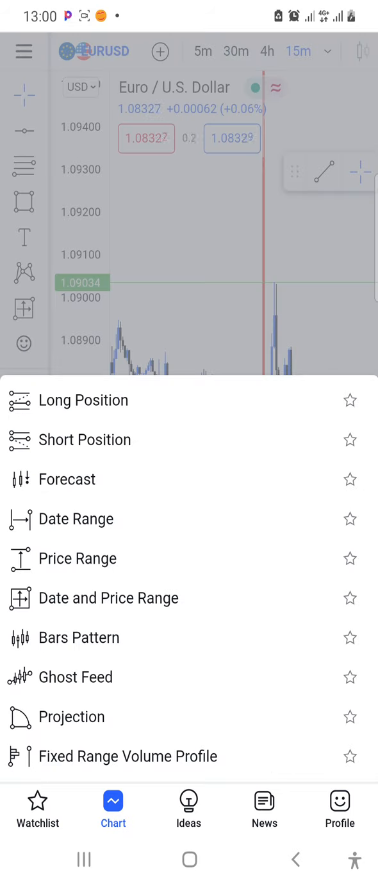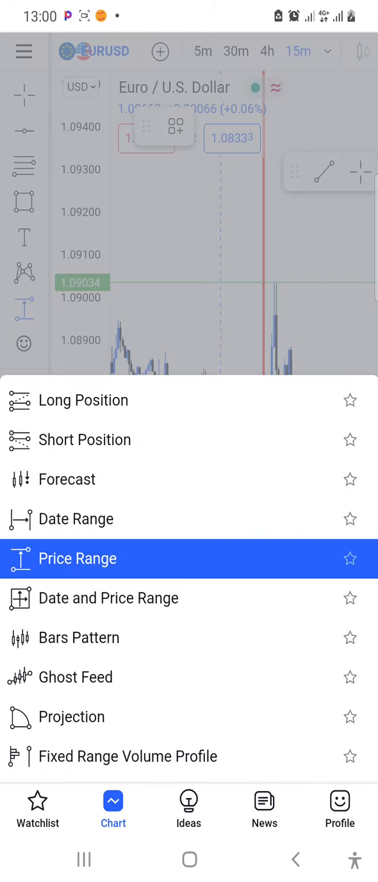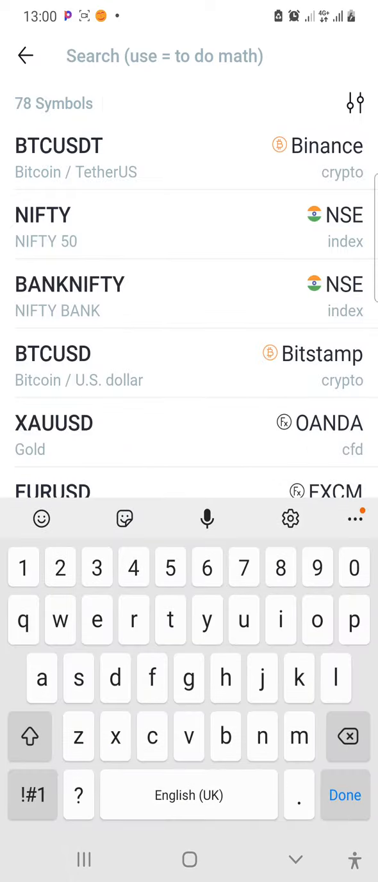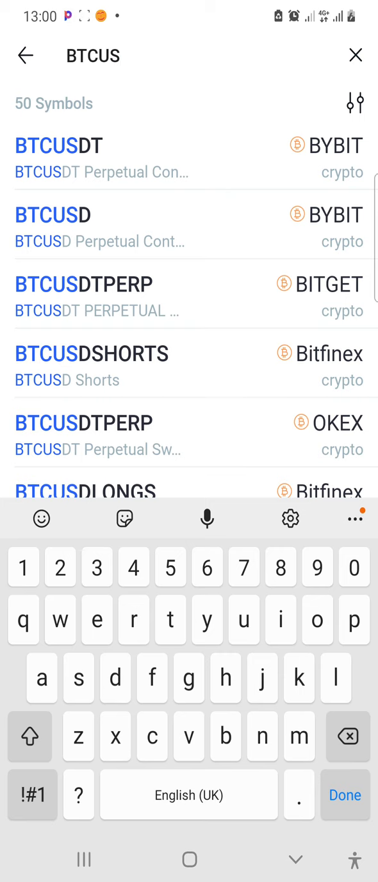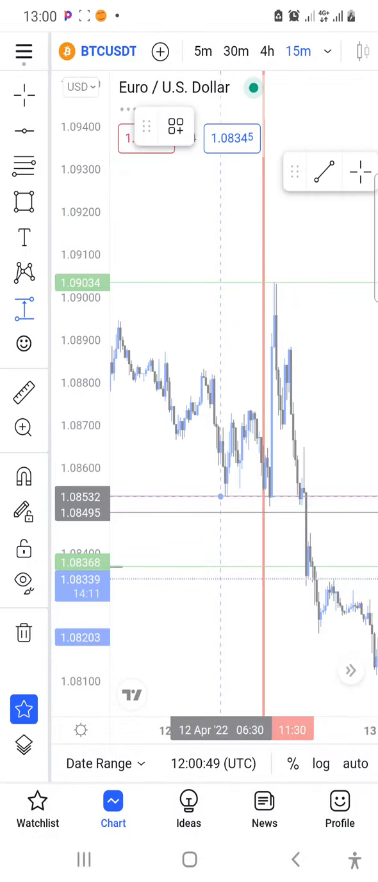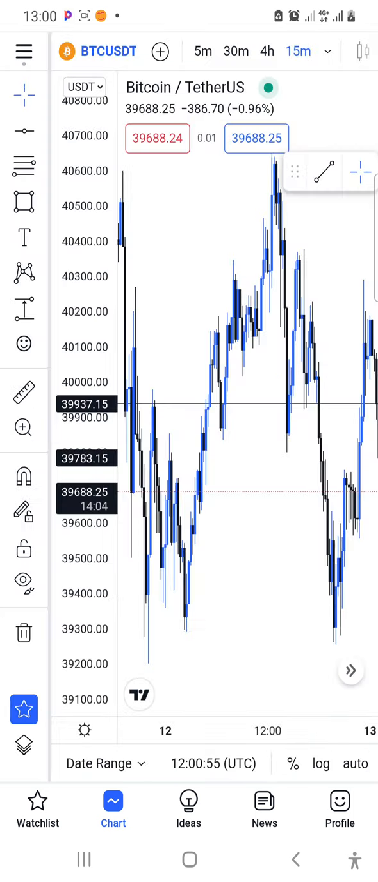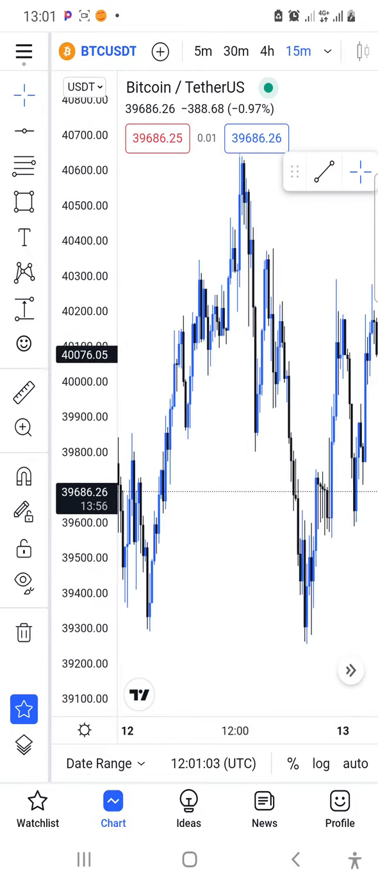So let me see any other feature here. So date range, price range. This one will be useful for the crypto one I want to show you guys now. So this is basically what you need for the forex one. So let's go to something on crypto, particularly useful for futures trading. All right, so let me remove all drawing and indicator. So yeah, let's use futures as an instance now.